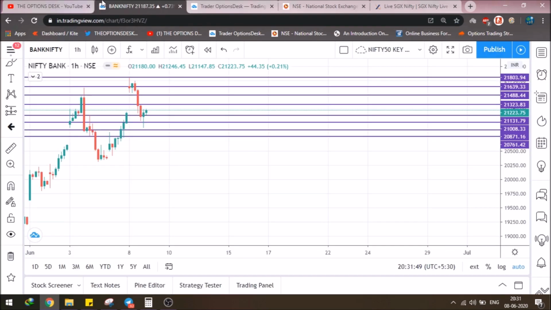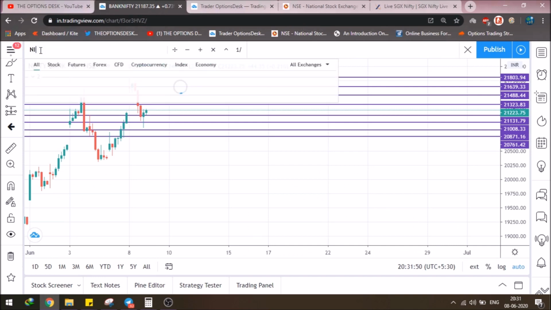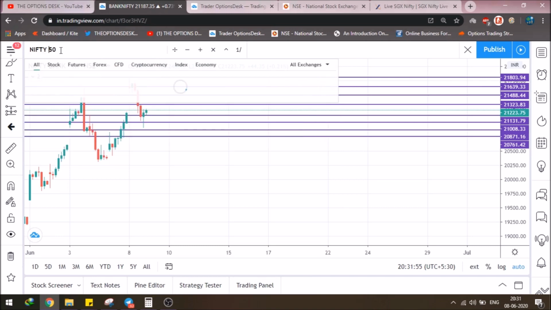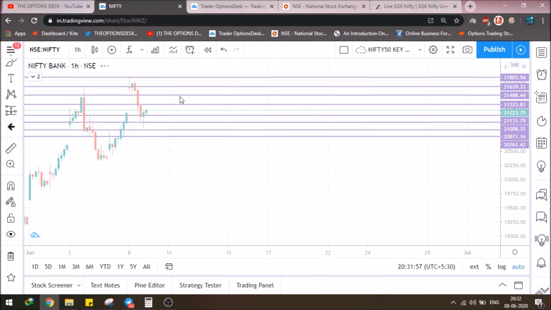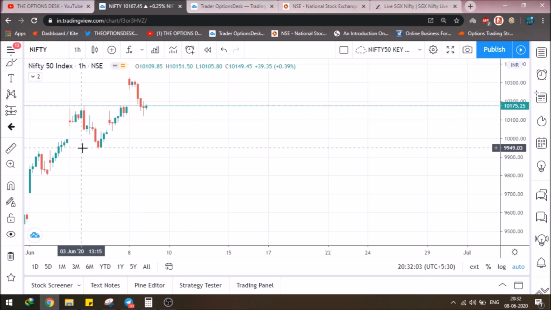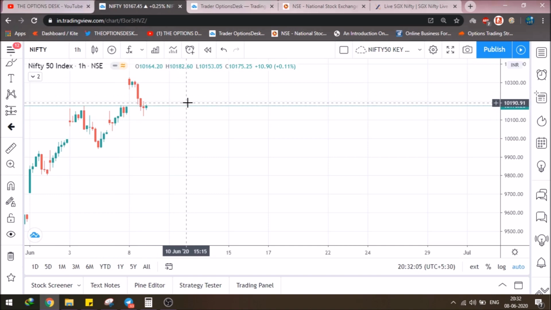So now let's jump directly to the Nifty 50 chart. Yeah. So that is the Nifty 50 chart, and as you can see, the gap was totally filled in Nifty 50, but it has been again at this resistance zone and closed around this level. So we can buy only above this level, that is around 10,200.